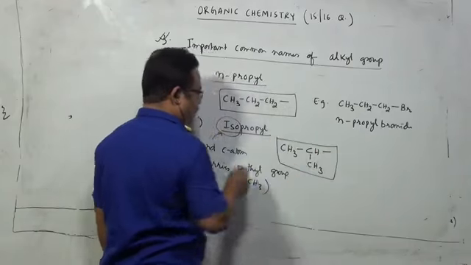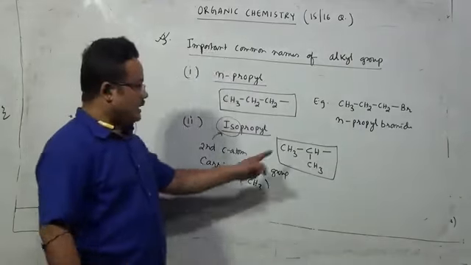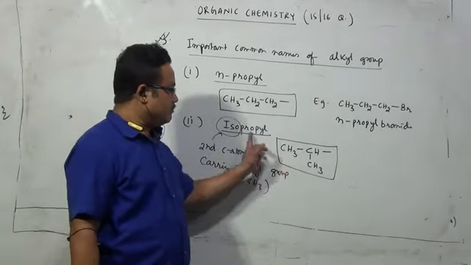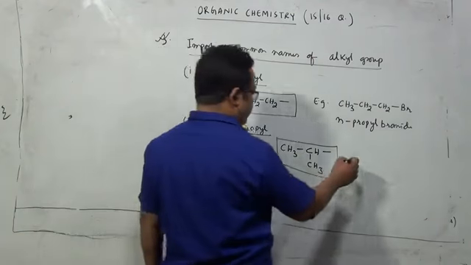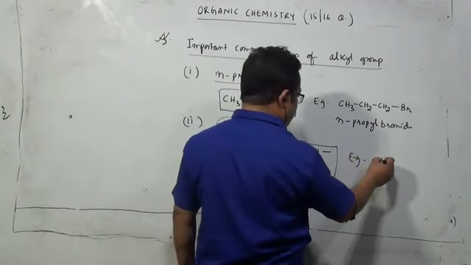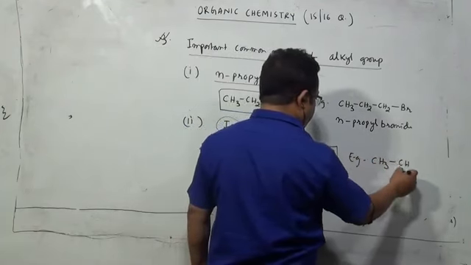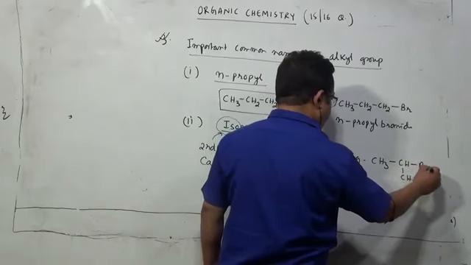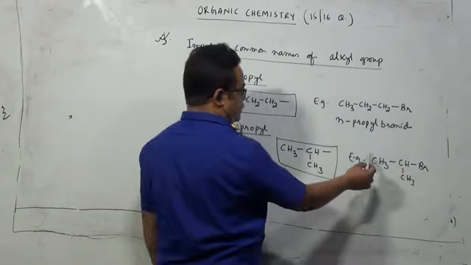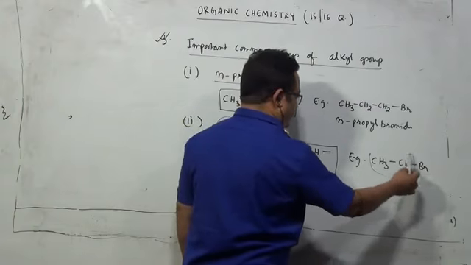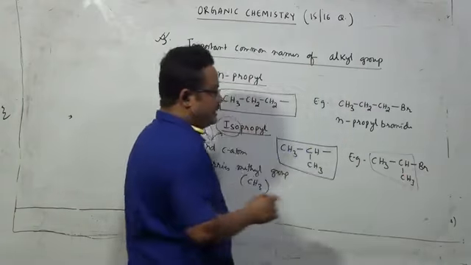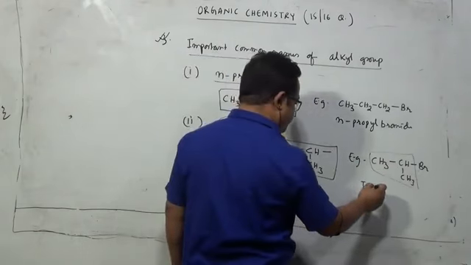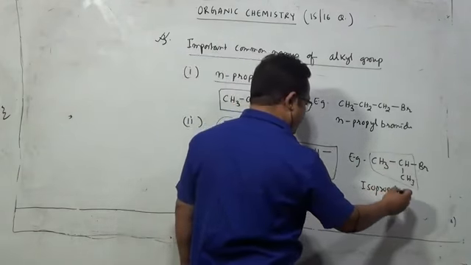This is called isopropyl. We have to remember what isopropyl is by heart. Prop means 3 carbons. So for example, CH3, then CH, then CH3, then Br. This is isopropyl bromide, the common name.